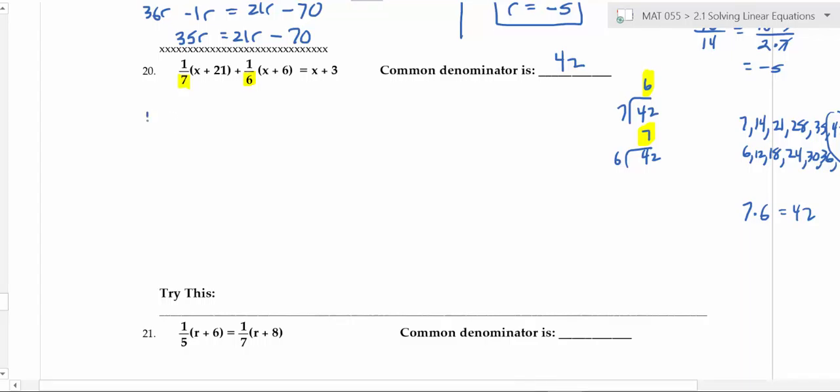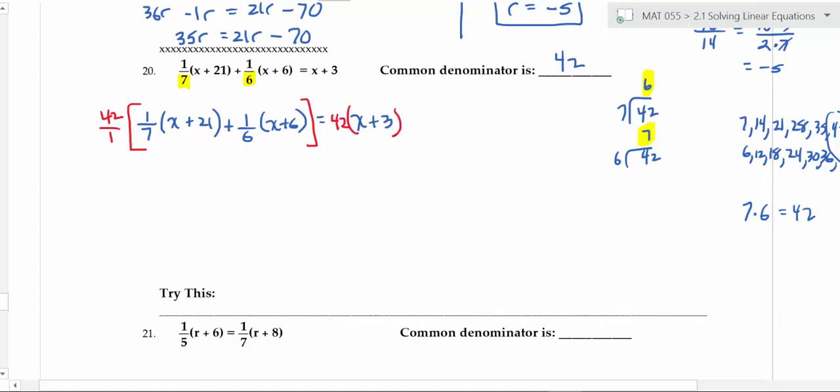So what I'm going to do is start by just writing the problem down as 1/7 times (x plus 21) plus 1/6 times (x plus 6) is equal to x plus 3. What we're going to do is draw a big bracket around the left side and multiply it by the common denominator 42. Then I'm going to multiply the right side by 42 as well, so I'm not changing anything.